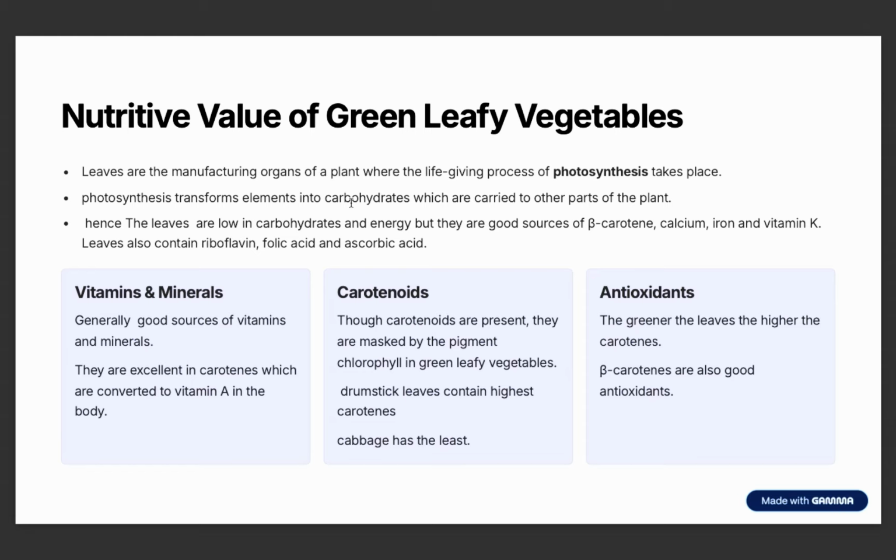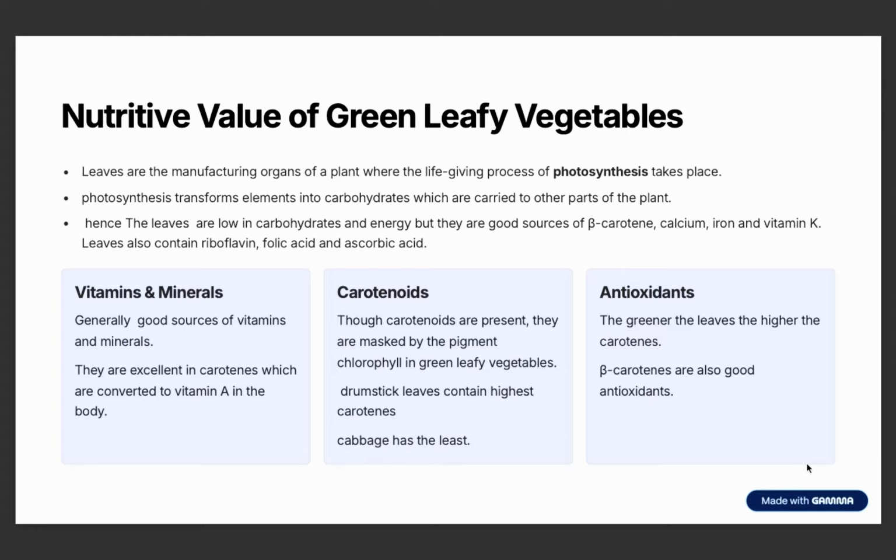Looking at vitamins and minerals, they are generally a good source, and they are very rich in carotenes, which are later converted into vitamin A in the body. Looking at carotenoids, they are most abundant in the pigment of green leafy vegetables, that is chlorophyll. The deeper the pigment, the more carotenes are available. That much chlorophyll will also be available in the leaves. So the highest carotene is seen in drumstick leaves, and the least carotene is seen in cabbage.